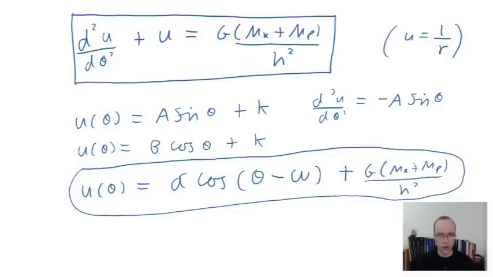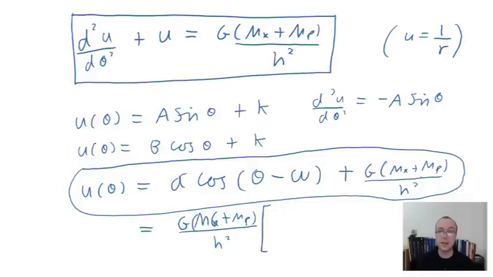So the question now is, is there a slightly neater way that we can write this? And, well, how about we take out a factor of G times the mass of the star plus the mass of the planet over h squared, and rewrite this as G times the mass of the star plus the mass of the planet, all of this divided by h squared.